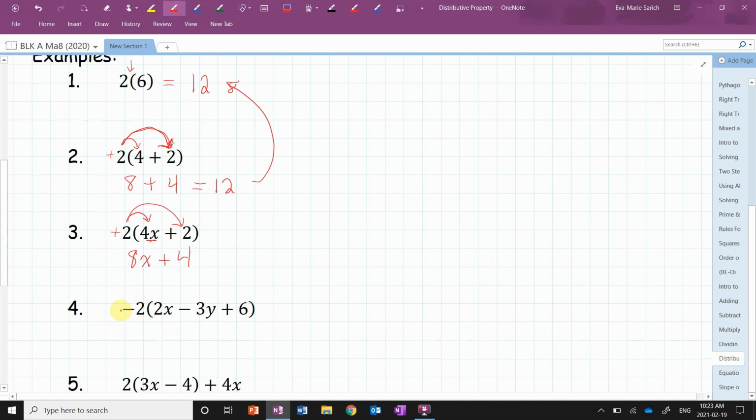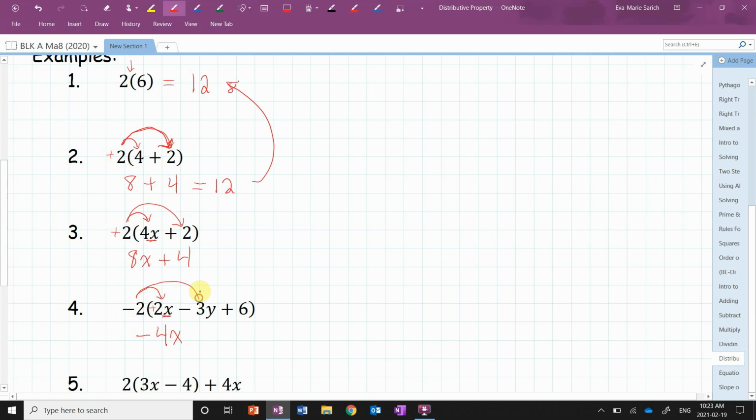Now, to make it a little bit more complicated, I've put a -2 in front, so we need to be paying attention to the signs. So multiply the first term in the bracket. A negative times an invisible positive, a negative times a positive gives us a negative. 2 times 2 gives you 4, and there's an x there, so it's times that x also.